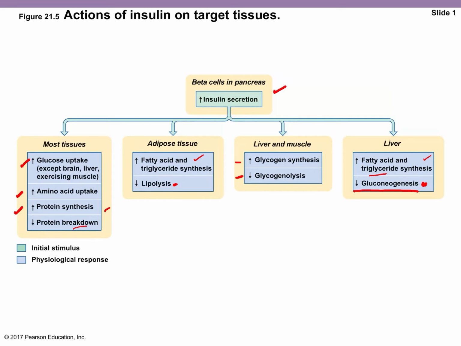So all of that should hopefully make sense to you, that in this absorptive state, when you're actively taking in nutrients, insulin is the hormone that's going to promote the massive uptake of these nutrient molecules into the cells, and it's going to promote building up and storing these molecules as fat or as glycogen.